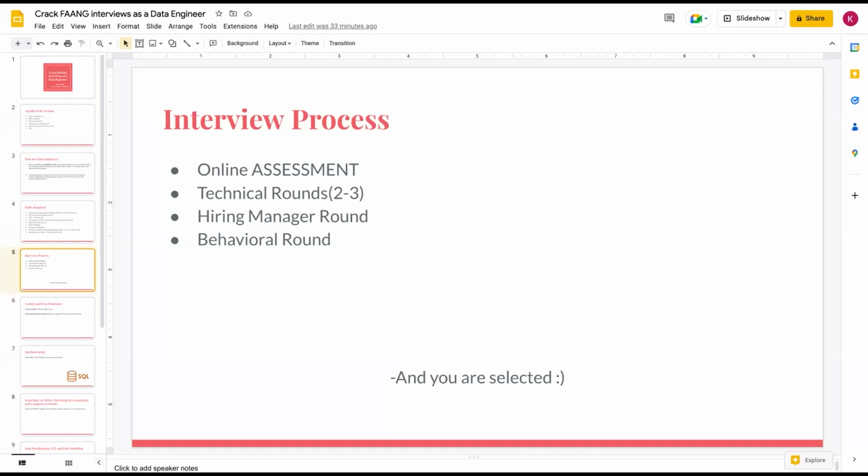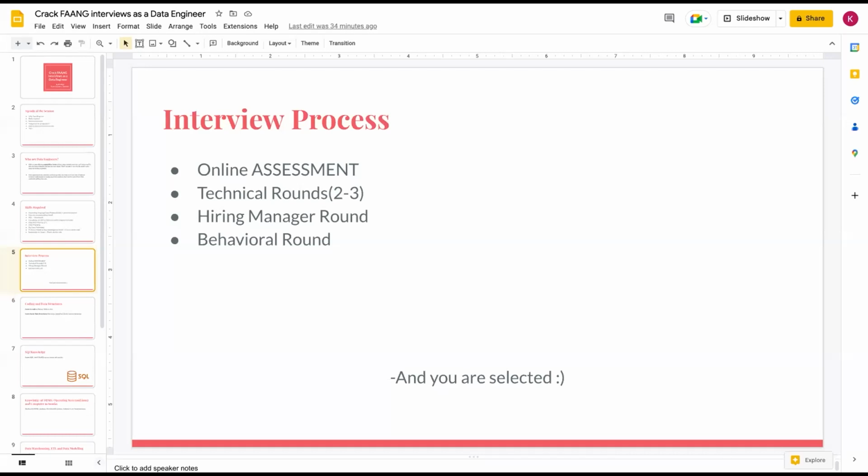Moving next, there is generally a hiring manager round, as far as I know, because I have applied for Amazon, and I have also applied for PayPal. They do have a hiring manager round. In this, it will be a mix of technical, behavioral, and your project discussions. There will be some basic questions related to your project, and some basic questions related to the candidate.